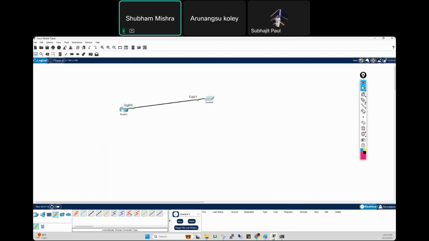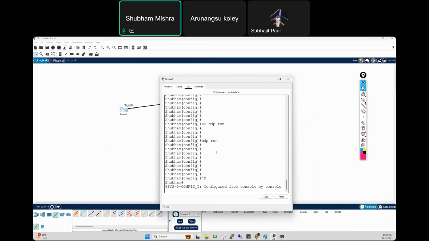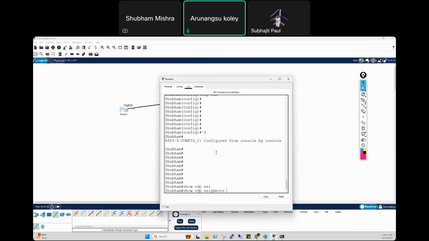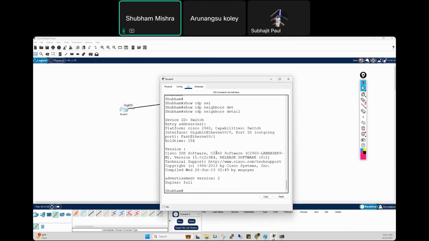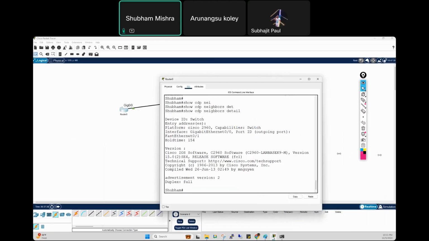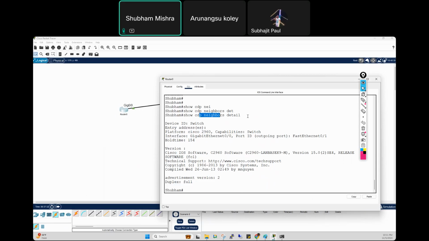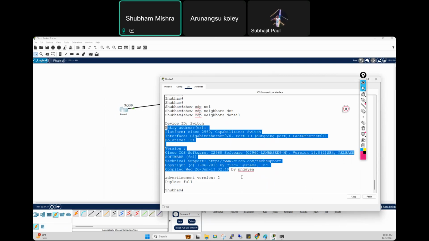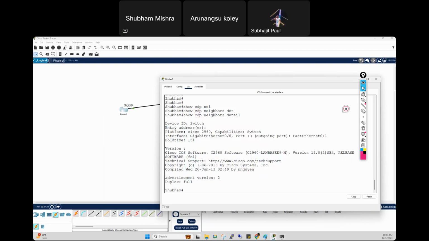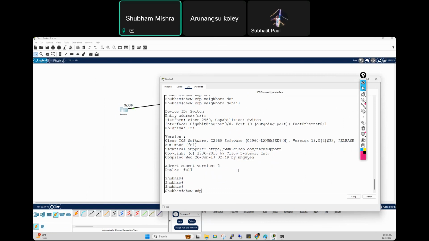Even for example, I don't know here it will work or not. There is one more command if you guys want to check the CDP in a detailed way. So, CDP neighbor detail. If you want to check your neighbors in a detailed way, you guys can see here. Are you getting my point, everyone? Yes or no? Yes, sir.